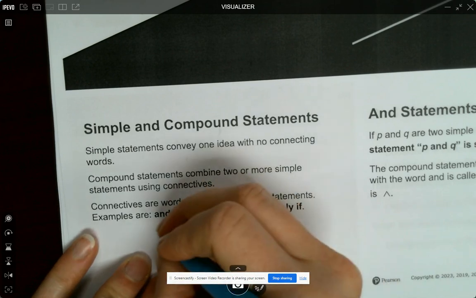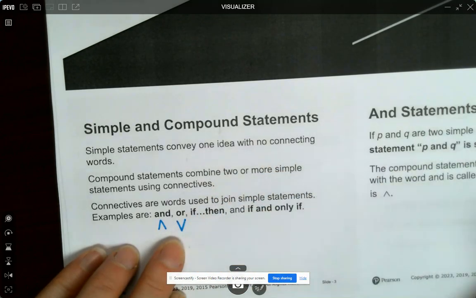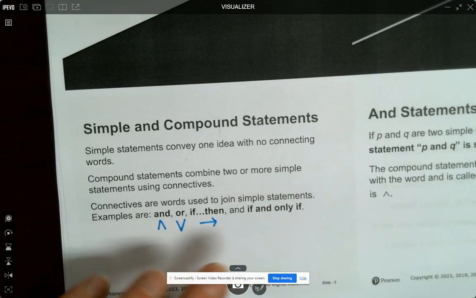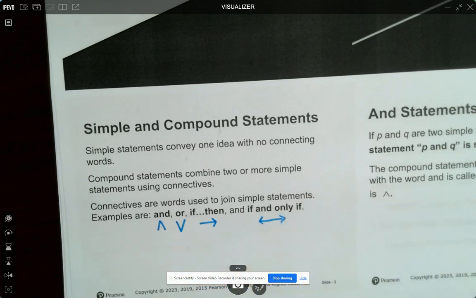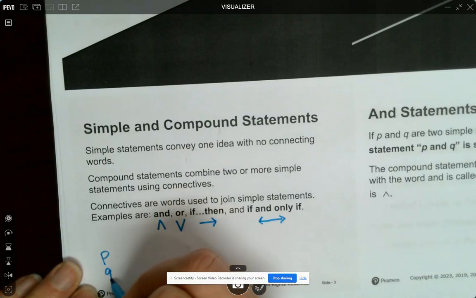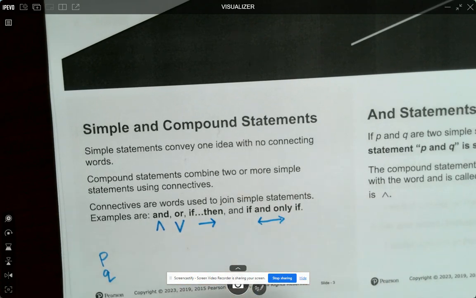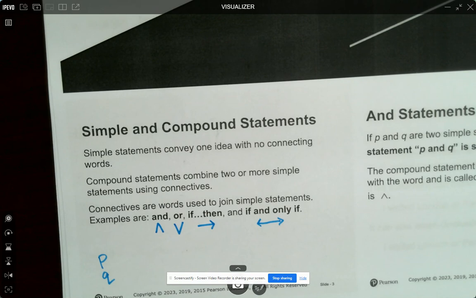The and statement is kind of like an arrow pointing up, so it's an upside down V. Or is a V. If then is an arrow pointing. If and only if is a double arrow. So that's how you will use the statement. So remember we have the statements P, Q, R, S, T. So you can say P and Q, P or Q, if P then Q, P if and only if Q.